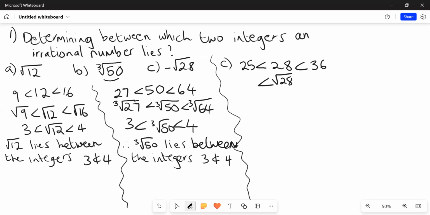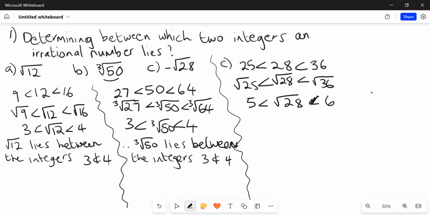So we square root all the numbers. I hope now we understand the idea behind this. So the square root of 25, that's 5. And then we have the square root of 28. Perfect. We are looking for square root of 28, right? And then here we have 6.